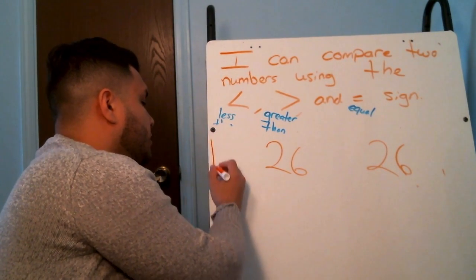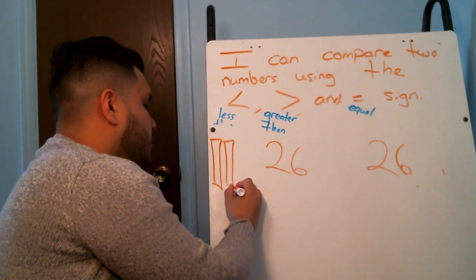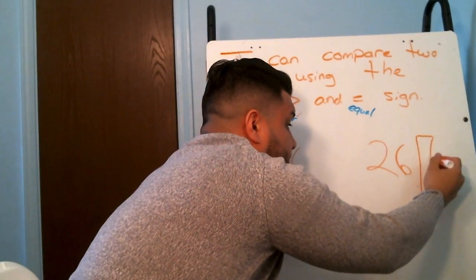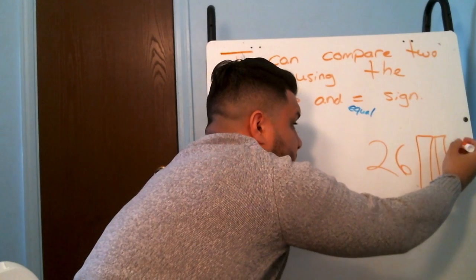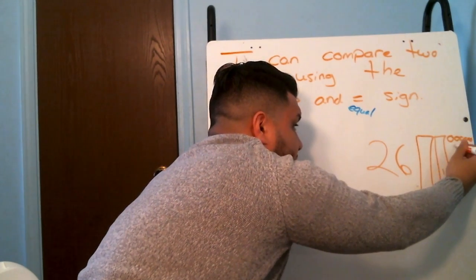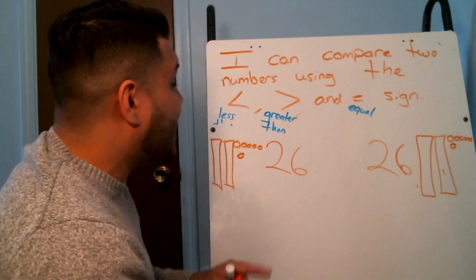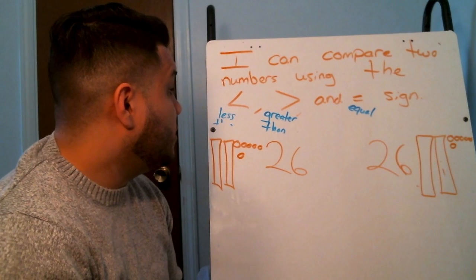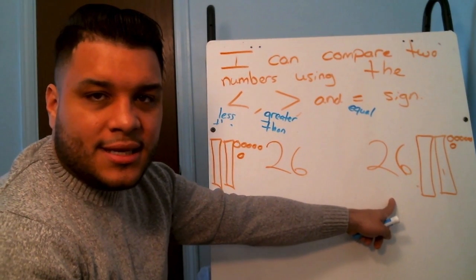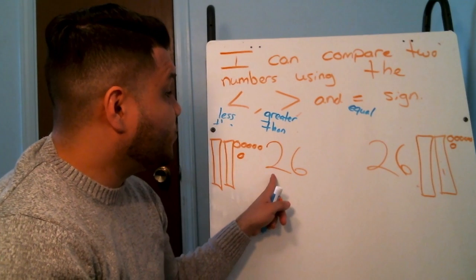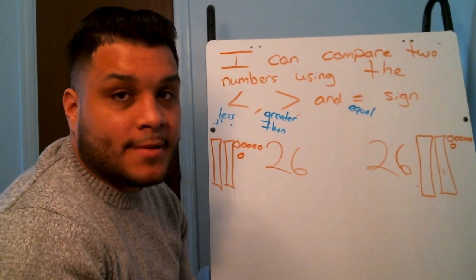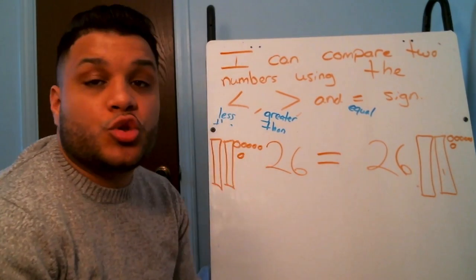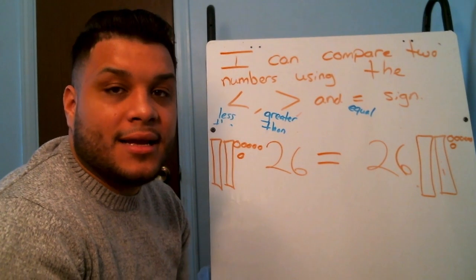Well, let me draw my picture. 2 tens, 6 ones. 1, 2, 3, 4, 5, 6. 2 tens, 6 ones. 1, 2, 3, 4, 5, 6. My pictures look exactly the same. My numbers are exactly the same as well. So can I say that 26 is less than 26? No. Can I say that 26 is greater than 26? I can't. But I can say that 26 is equal to 26 because they are exactly the same.